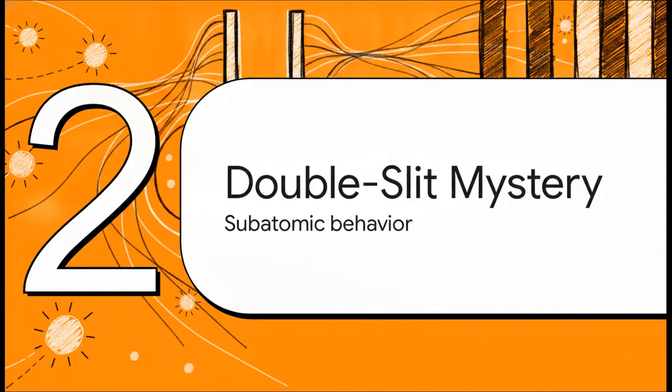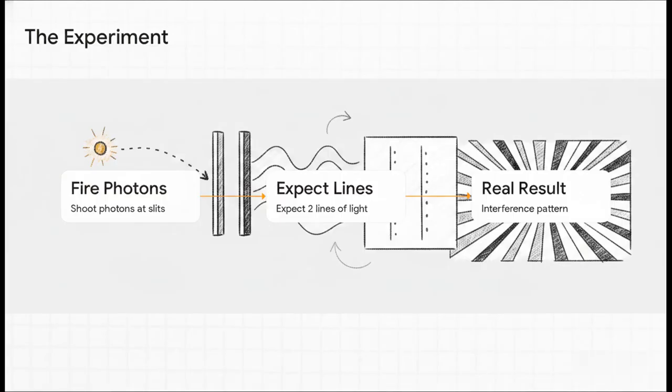Which brings us to part 2, the double-slit mystery and subatomic behavior. Okay, picture this famous physics experiment. Scientists set up a barrier with 2 tiny slits and fired individual light particles, known as photons, right through it. Now, if photons act like little physical bullets, you would expect them to go straight through the slits and form 2 simple lines on the wall behind them. But that is not what happened at all. Instead, they formed a complex, spreading interference pattern.